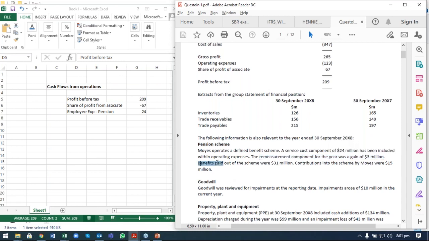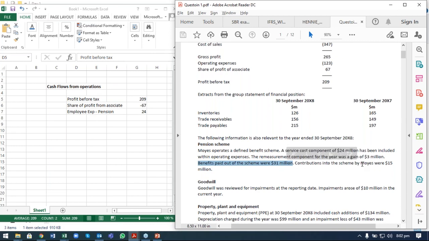Next thing is benefit paid out of the scheme was 31 million. Do you think this is something that you need to account for? I have already mentioned that this benefit paid was from the pension plan assets. This will reduce the pension plan asset, and the pension plan assets were maintained by some insurance company or financial institution. So it's none of our business whatever the benefit was paid, that was paid by that financial institution, an insurance company or a bank or whatever the organization is there, right? So this is not concerned to us.